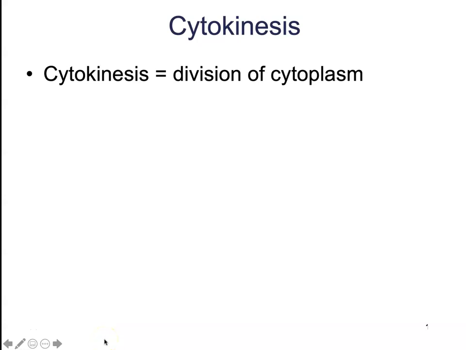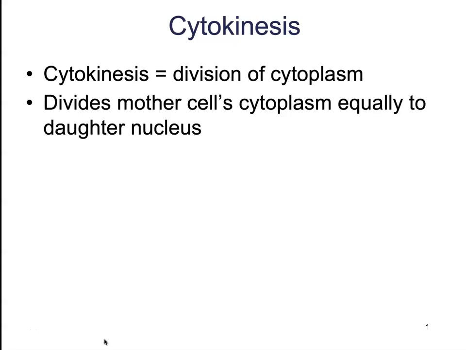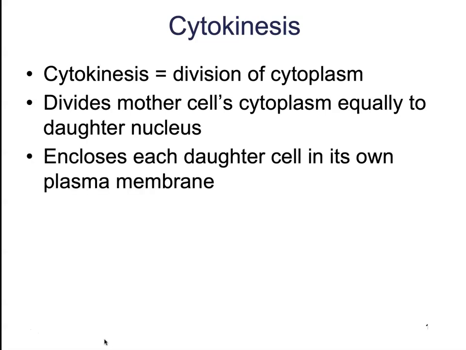As we mentioned earlier, cytokinesis is the division of the cytoplasm and the final step in cellular replication. It's going to divide the mother cell's cytoplasm equally between the two daughter nuclei. This cytoplasm must be encased in a plasma membrane, which is going to enclose each daughter cell in its own individual plasma membrane.